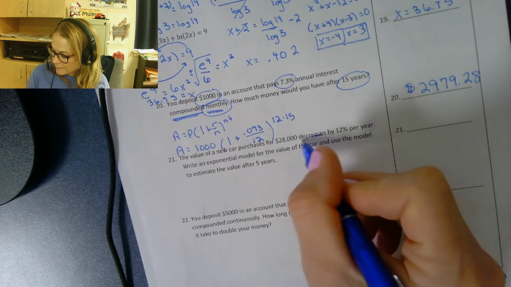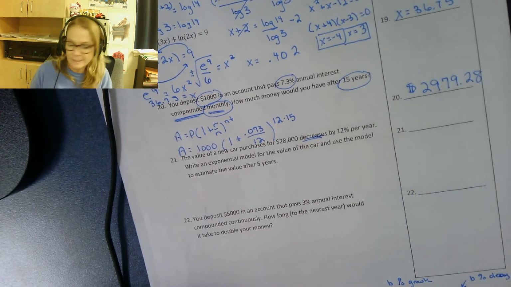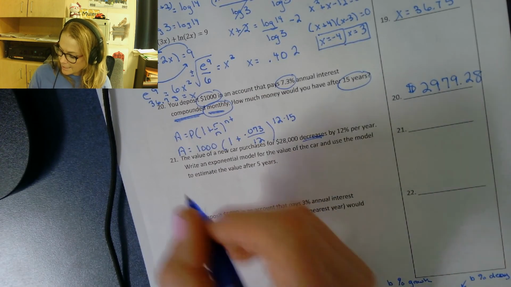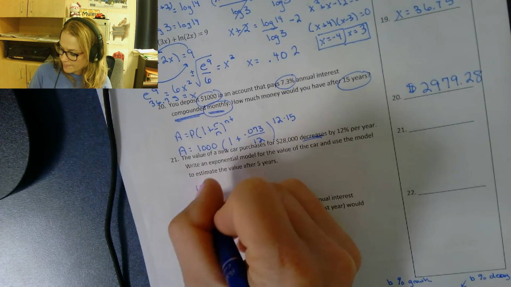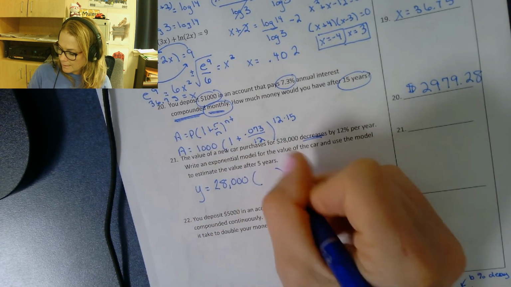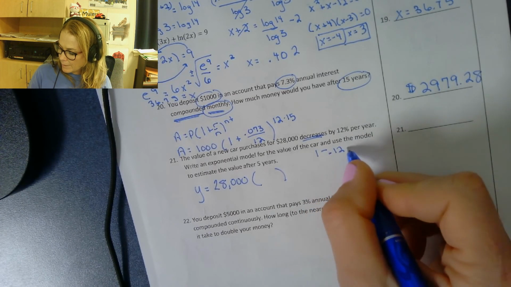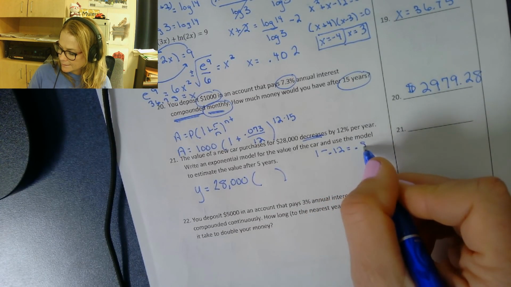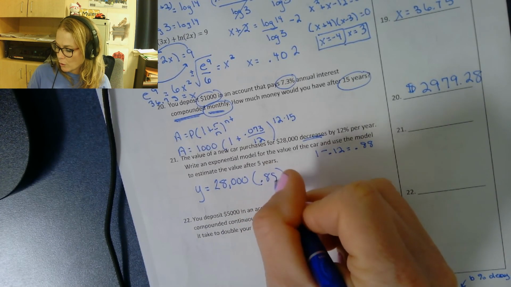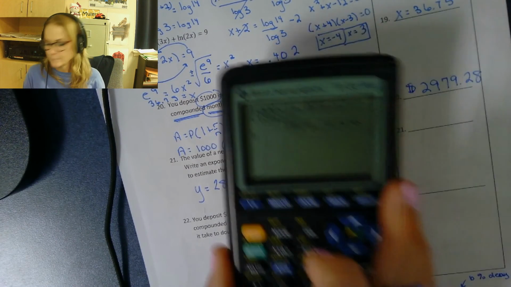Okay, the next one. The value of a new car decreases by 12% per year. Write an exponential model for the value of the car and use the model to estimate the value. This is a general model, not compounded, so we don't use our compounding formula. We can use y equals the car value at the start, decreasing by 12%. So 1 minus 0.12 is going to be our base, our multiplier here. Basically this says you're keeping 88% of your car's worth per year. And then we put 5 up there.